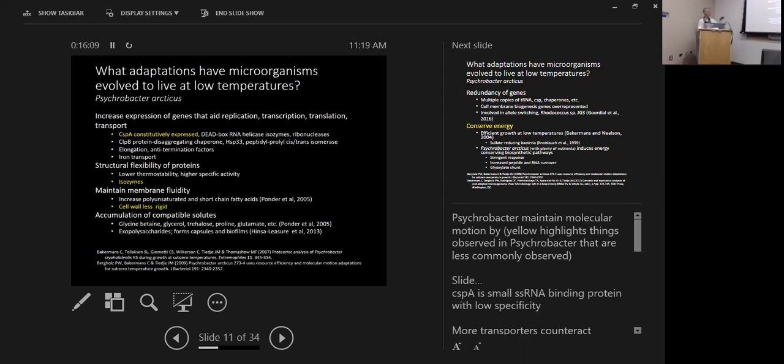We also see some cell wall changes. Again, not clear how unique this is to Psychrobacter, but it has not been documented in a lot of other psychrophiles. Of course, you never know if that's just because nobody's looking, right? Because not everybody looks for the same thing. And to combat those high solute conditions, they accumulate compatible solutes, as many organisms do to deal with higher salt conditions.